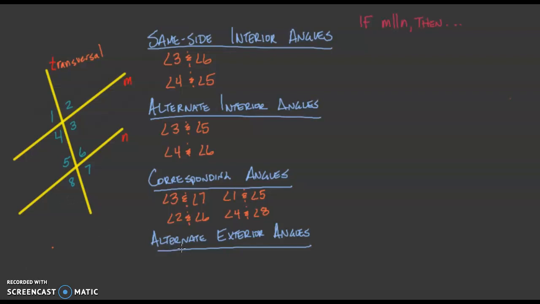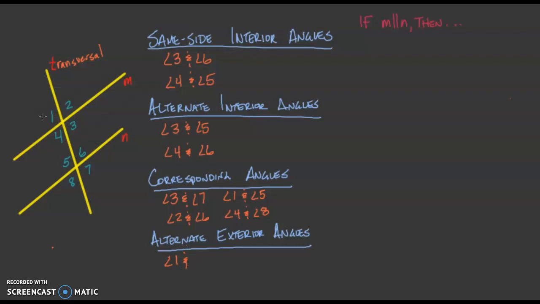Lastly, we have a grouping called the alternate exterior angles. So it's kind of like alternate interior, except we're moving into the exterior part of my diagram, which would be outside the 2 lines. So not this interior space in here, but the exterior spaces that are below line N in this case and above line M.